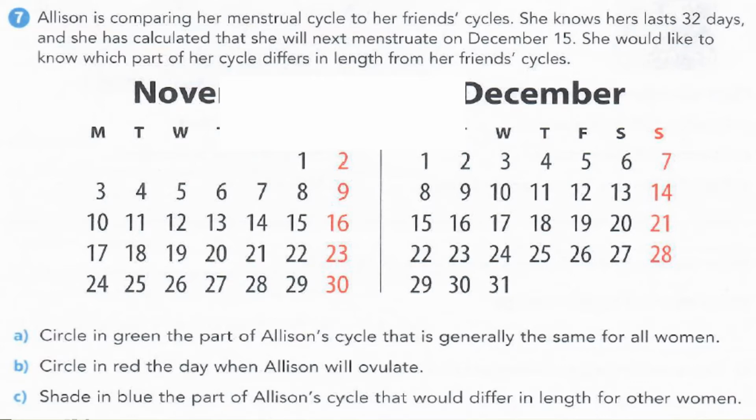The first thing we need to identify is that she told me her cycle is 32 days and she menstruates on December 15, or she's going to menstruate on December 15.